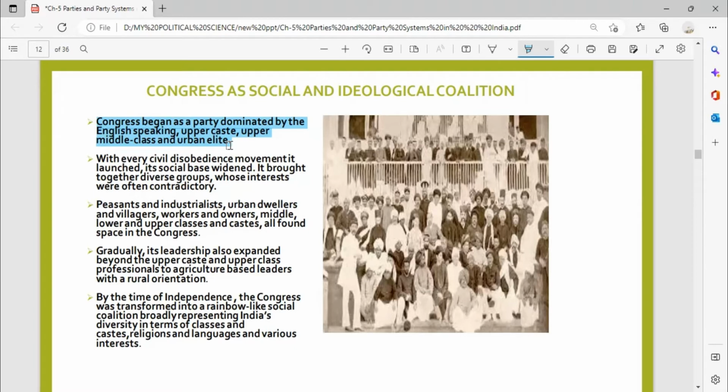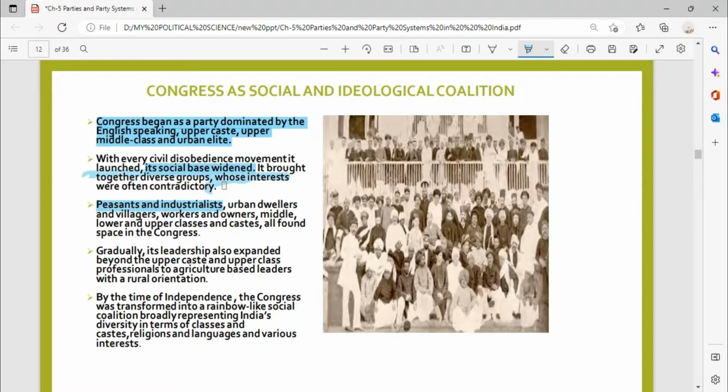So that's why it was upper caste, upper middle class and urban elite people who were part of this Congress initially. But what happened with every civil disobedience movement it launched, its social base widened. People from all walks of life began to come here. So diversity increased, and peasants and industrialists. Remember this thing. This is important.